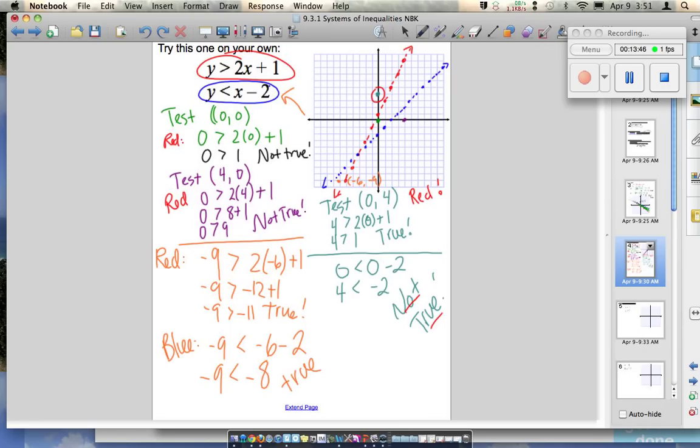So now I know to shade this little sliver down here. Okay? So that's my solution. It looks really small, but remember, if we were to make a bigger graph and had bigger graph paper, it would be really big. It's just small on our graph. So that's my solution set, and I'm done with this one.